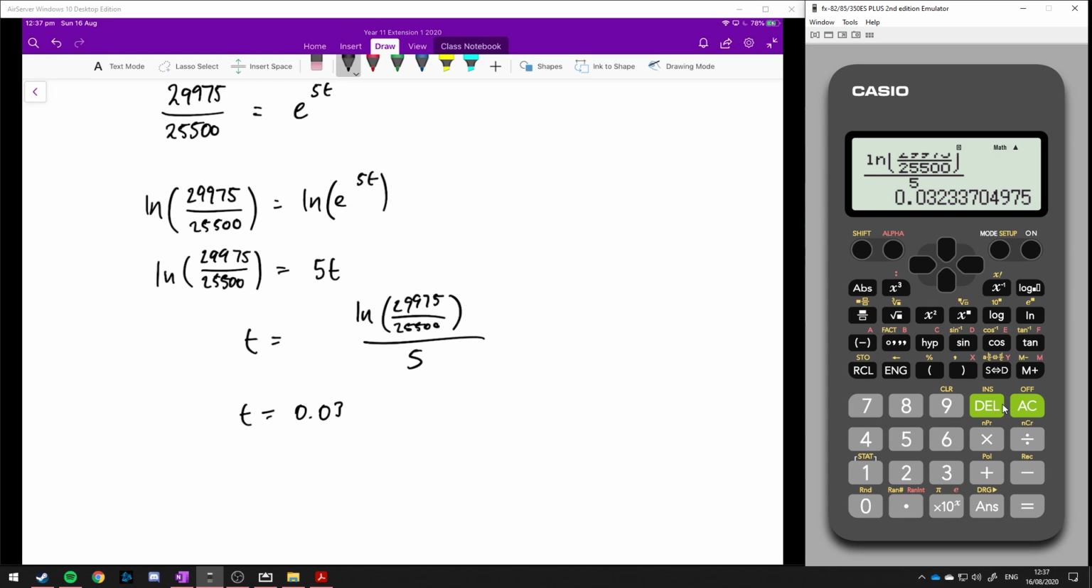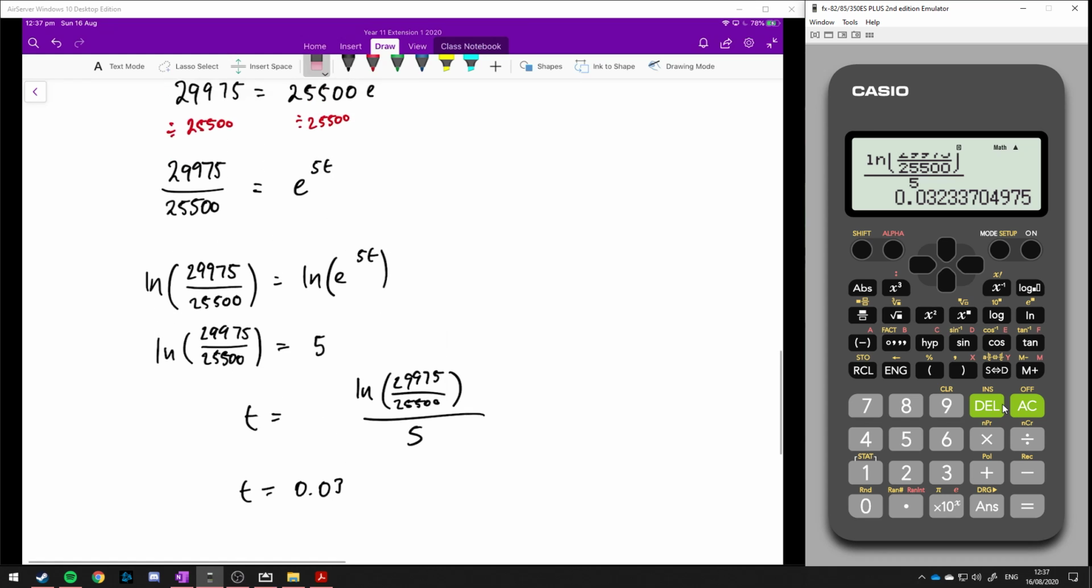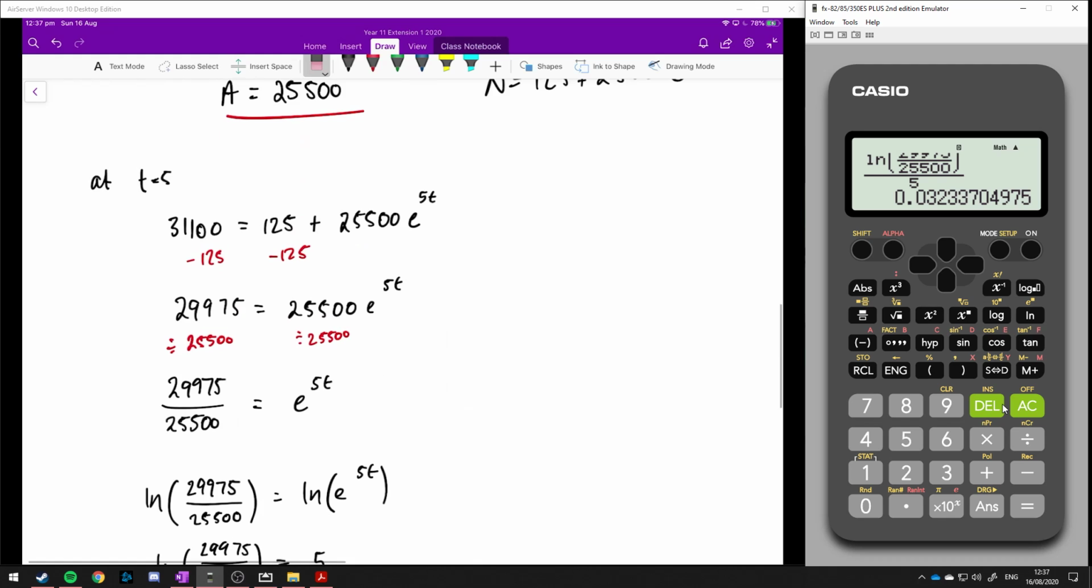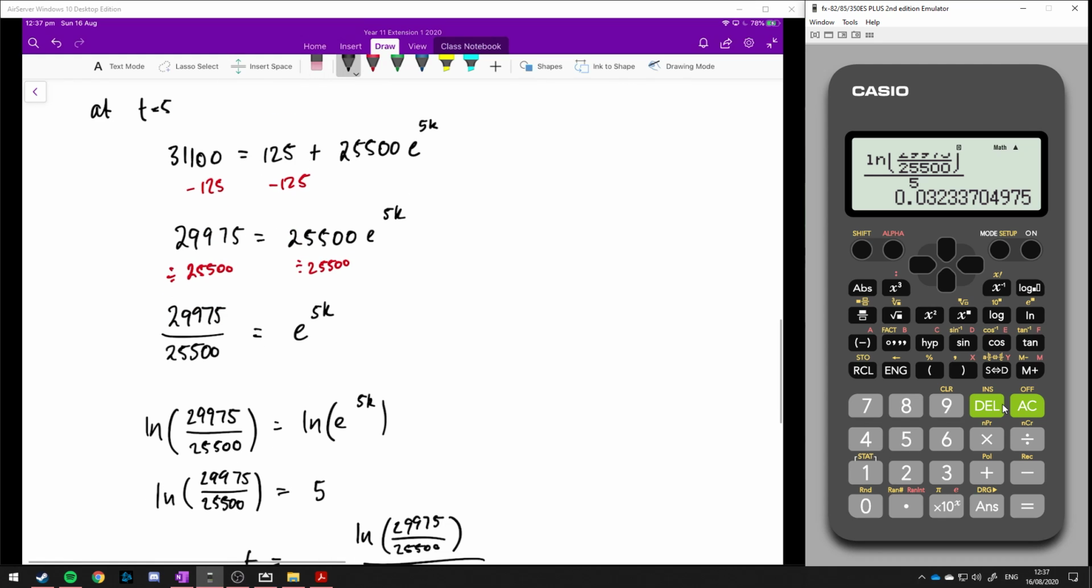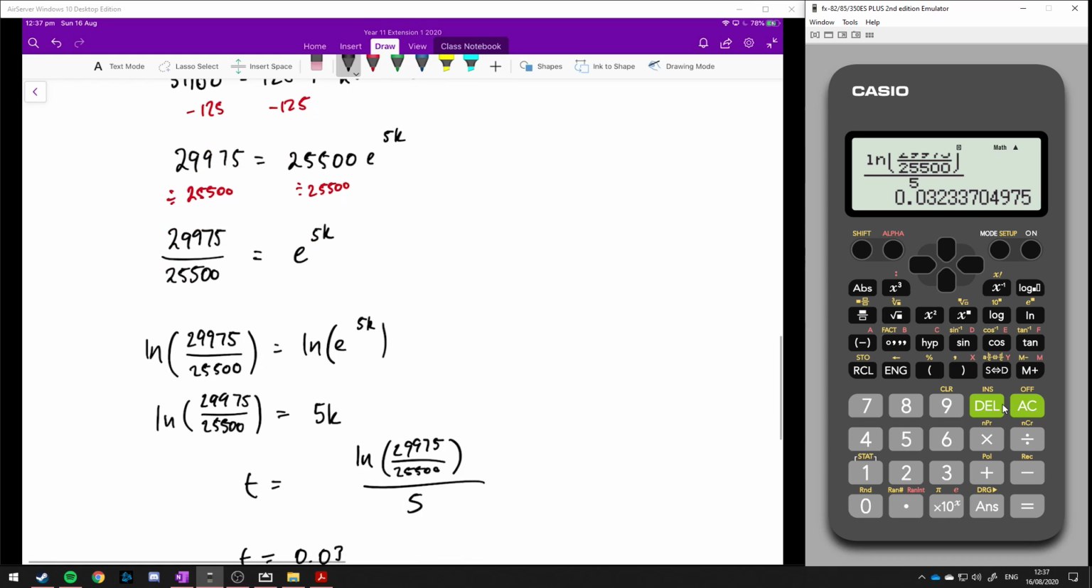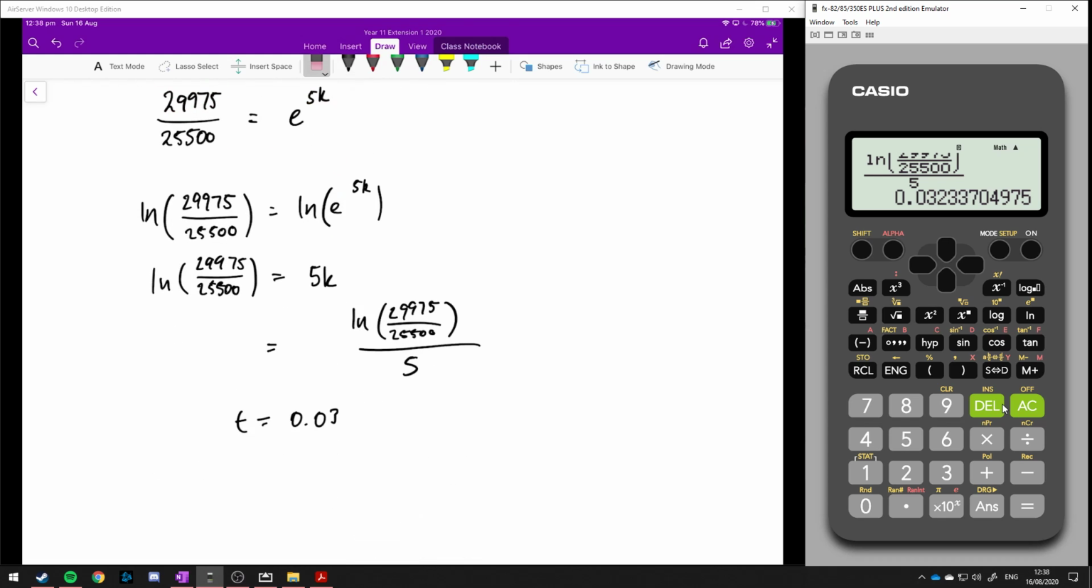Sorry, not t, k. Jeez, what am I doing? This should be k, not t, because our t is equal to 5, not our k. So k, k, k. That's my bad.